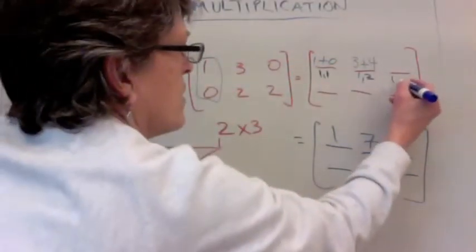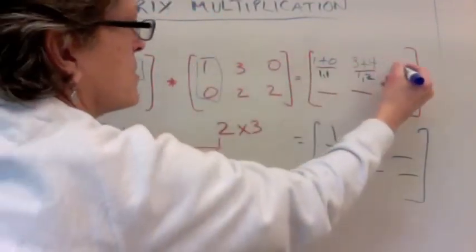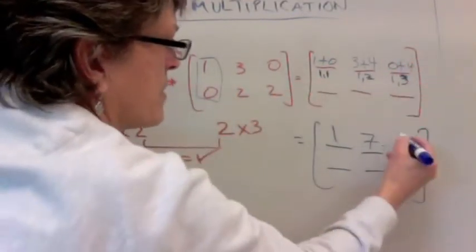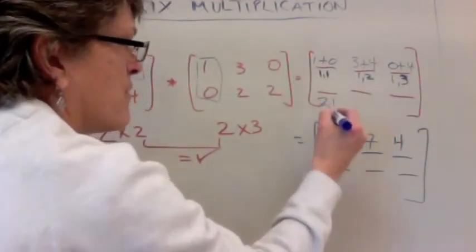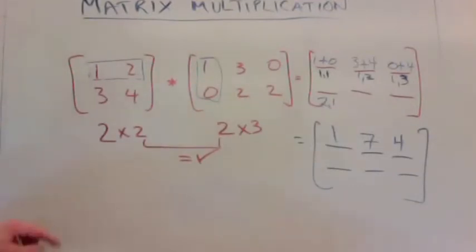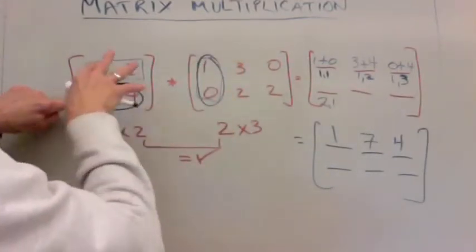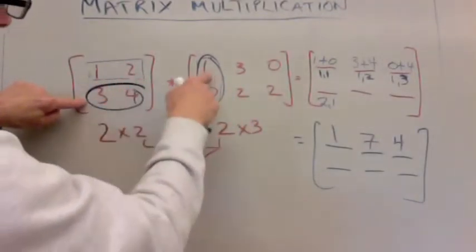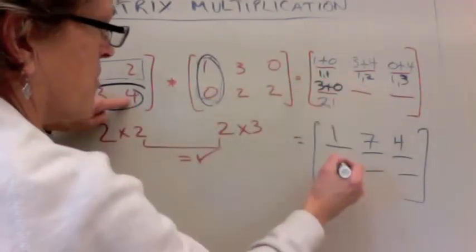First row, third column. 1 times 0 is 0, plus 2 times 2 is 4. And the answer is 4. Let's keep going. Second row, first column. That's the address of that one. I'll take the second row and multiply it by the first column. Remember, it's always the rows of the first one multiplied by the columns of the second. So 3 times 1 is 3, plus 4 times 0 is 0, which gives me 3.